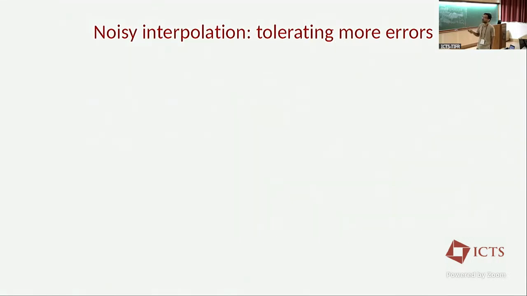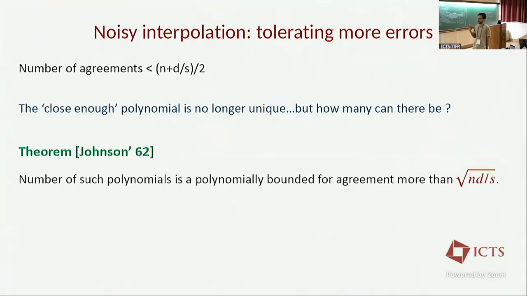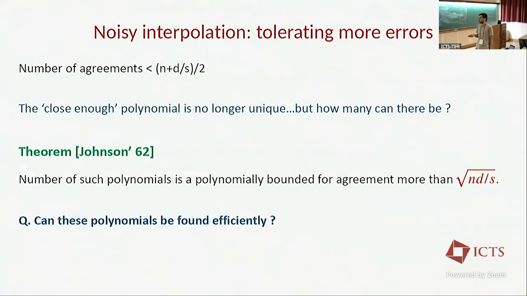Okay, great. So this is the setting of multiplicities. Now let's talk about the setting of tolerating more errors. If the number of agreements is less than (n plus d/s)/2, we know that the close enough polynomial may no longer be unique, but one could ask how many there can be. An old theorem of Johnson says that the number of such polynomials is going to be at most square root of nd/s. Johnson's theorem says much more, but this is what it says in this context. So there aren't too many such polynomials. There's potentially more than one, but not too many of them. So we can ask for algorithms that find all of these polynomials efficiently.